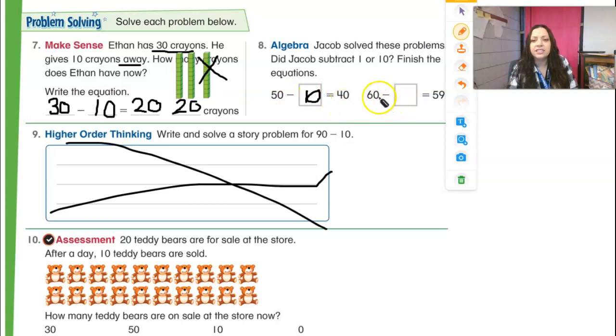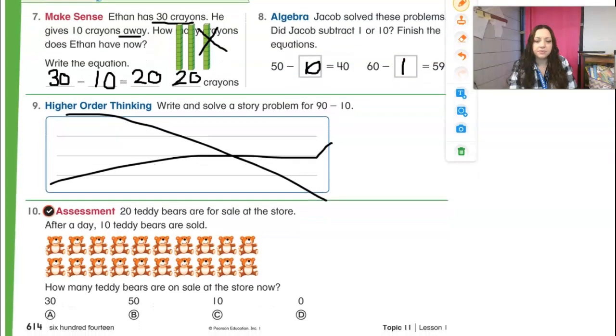Now look at this. 60 take away what equals 59? Let's think about that. 59, 60, that's only a difference of 1. I'm only subtracting 1 from that problem. All right. And then we're going to go ahead and try our assessment today.